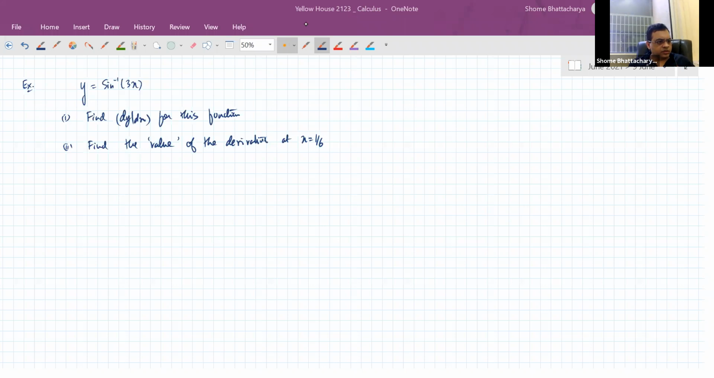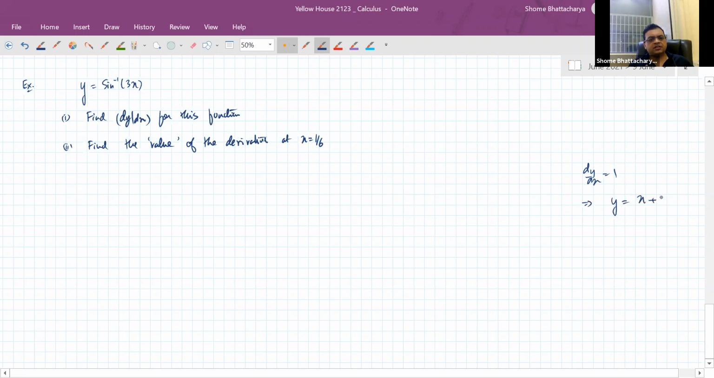Bhavika, to answer your question, dy by dx will not be equal to 1 unless we say y is equal to x. The only unique function, actually, is y equal to x plus any constant. So dy by dx is equal to 1 for a family of functions of the type y is equal to x plus any constant. It could be x plus 1, it could be x, it could be x minus 1, because the differentiation of a constant is 0, as you know.